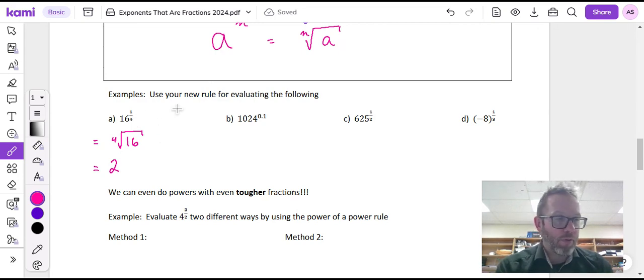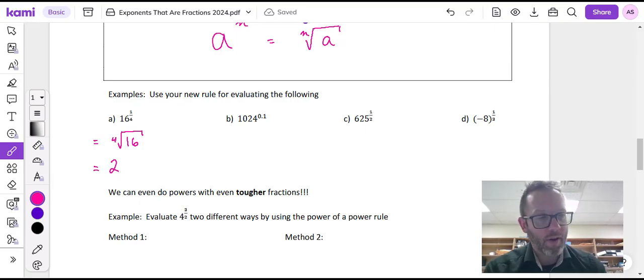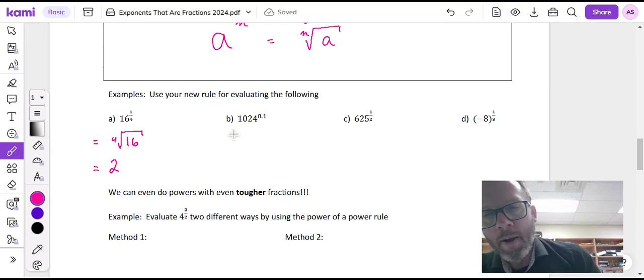But that doesn't demonstrate to me that you've learned anything. So when you guys are doing practice, assignments, tests, etc., you want to demonstrate that you understand this rule, because anybody can just use a calculator. The goal of this is for you guys to understand the rule.